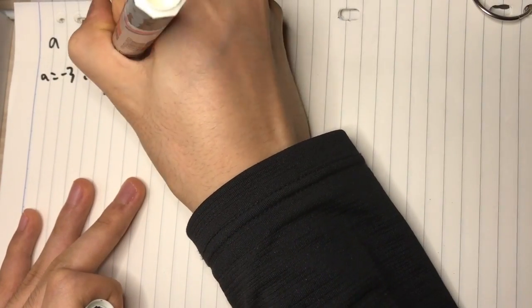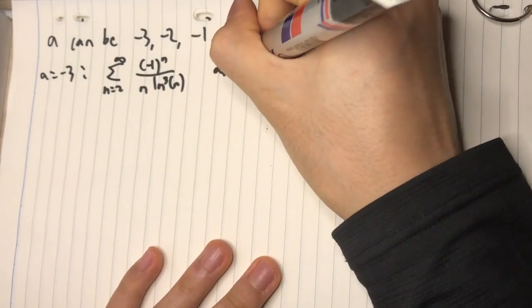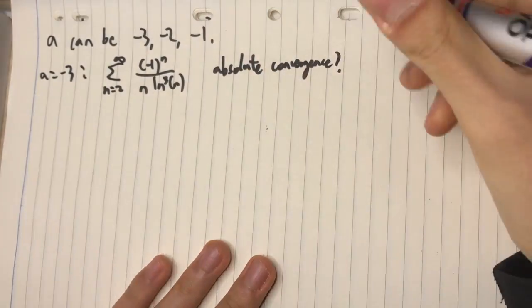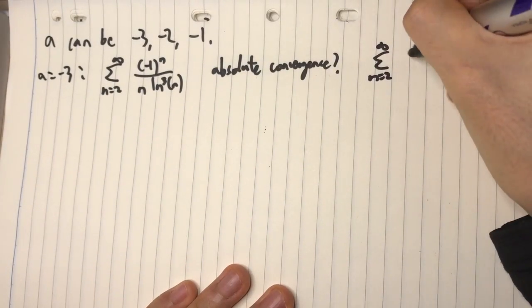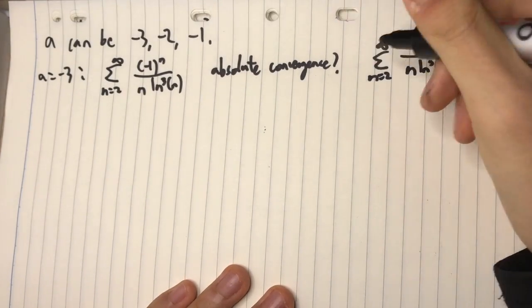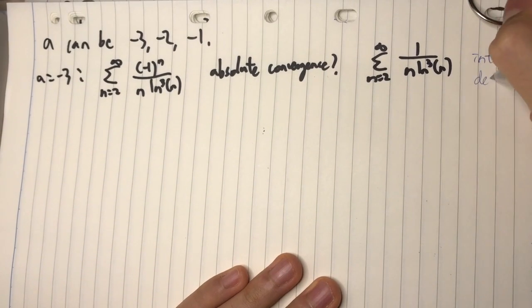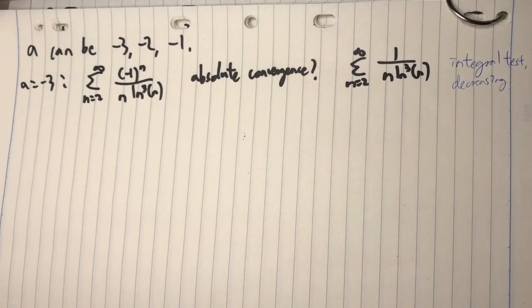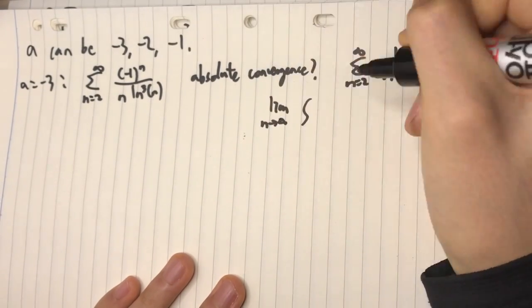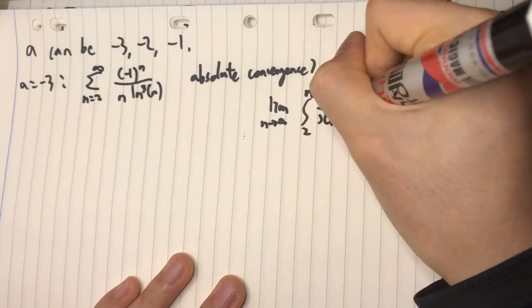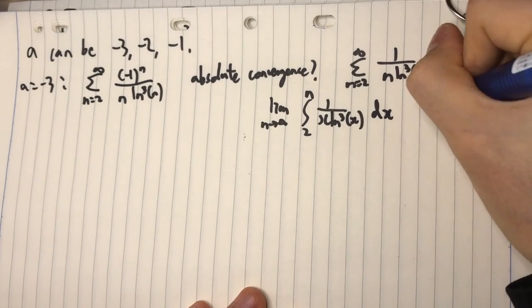Okay. So we're first going to do a equals -3, and the series is going to be as follows. Let's first test for absolute convergence. So we're going to take the absolute value, which is going to get rid of the (-1) to the power of n term, and it's going to be the sum from n equals 2 to infinity of that series. And let us use the integral test to test the convergence or divergence of the absolute value series. So we're going to take an improper integral, the limit as n goes to infinity, from 2 to n for that integral.